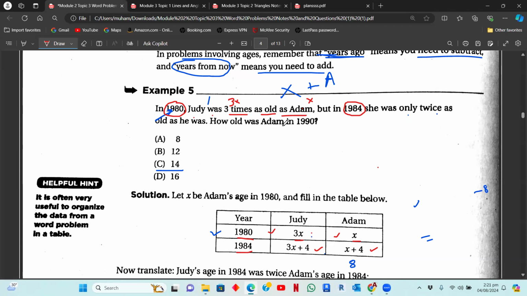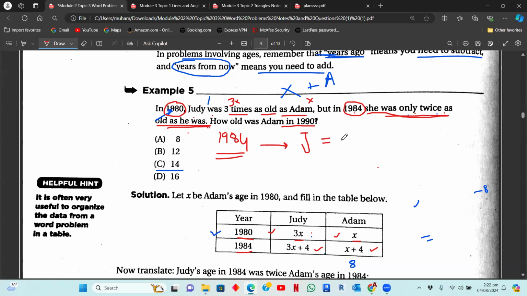We need to find out Adam's age in 1990. But for Adam's age in 1990, we need to know Adam's age in 1980 and 84 as well. तभी हम बता सकेंगे how old he will be in 1990. So this is where a formula will help us. And to arrive at that equation, this information is the biggest hint that we have in this question. In 84, Judy was only twice as old as Adam was. So we'll write down this data in the form of a mathematical equation because this will help us find a value for x. In 1984, Judy was twice as old as Adam was.